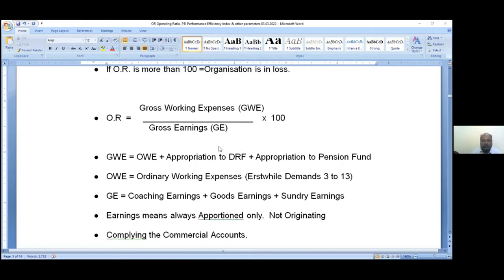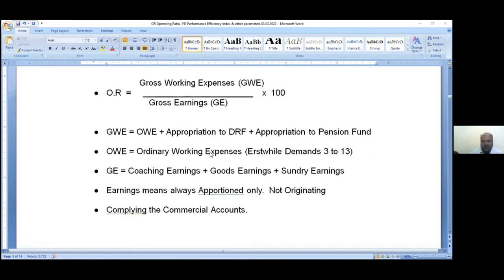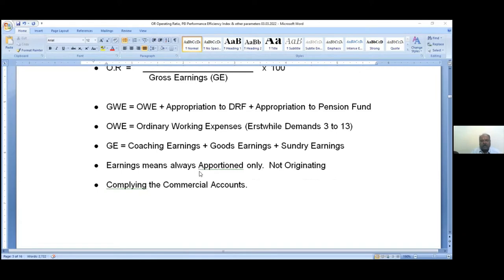Now we will come to the denominator. The denominator is gross earnings. What is the formula of gross earnings? Gross earnings, very, very simple. X plus Y plus Z. What is X? X means coaching earnings. Y means goods earnings. Z means sundry earnings.